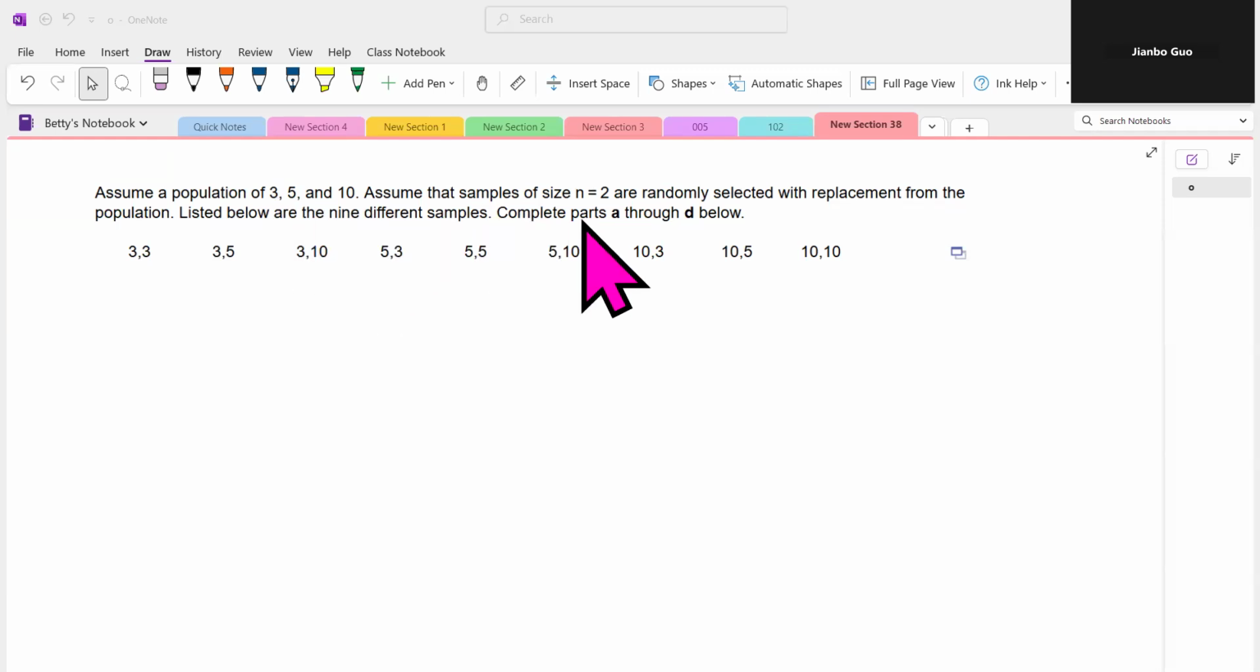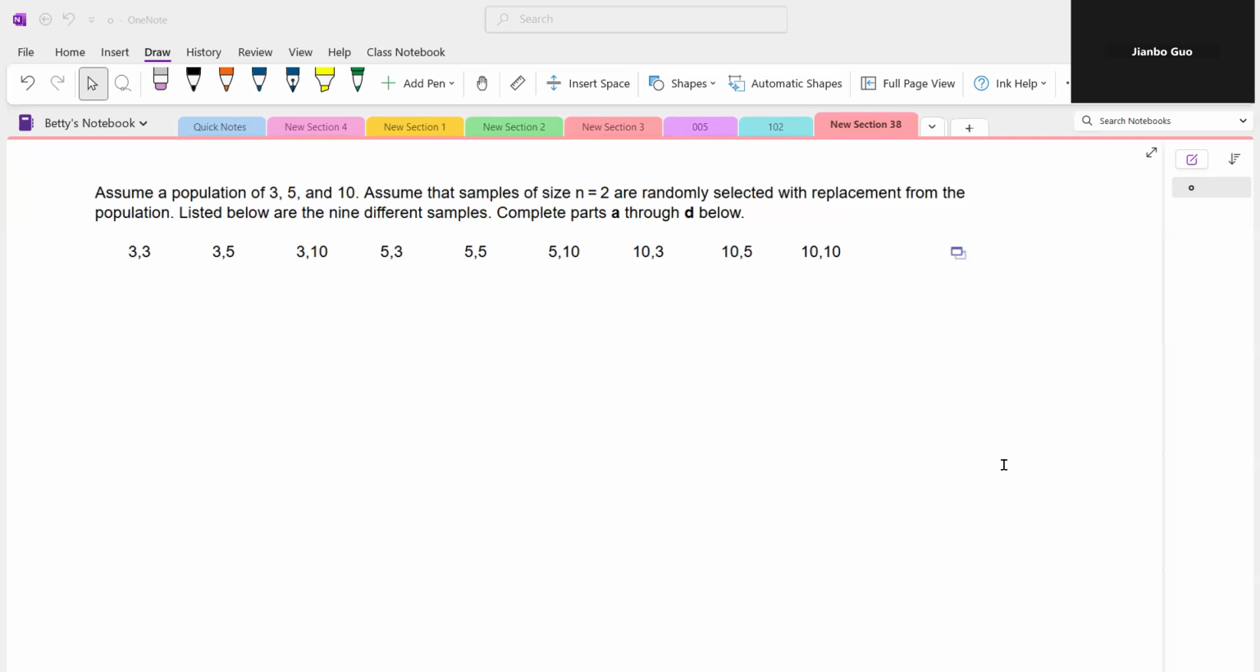Assume that samples of size 2 are randomly selected with replacement. This guarantees independence from the population. Listed below are the 9 different samples. Complete part A through part D below. So we have 9 samples with size 2. The first sample is 3, 3, and then 3, 5. Those are samples, by the way. The sample size is very small, only 2 elements in each.